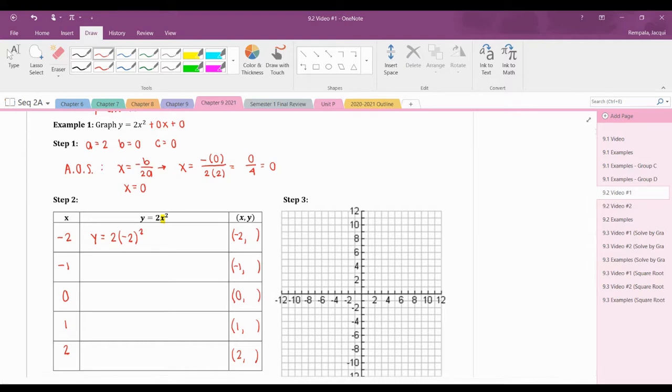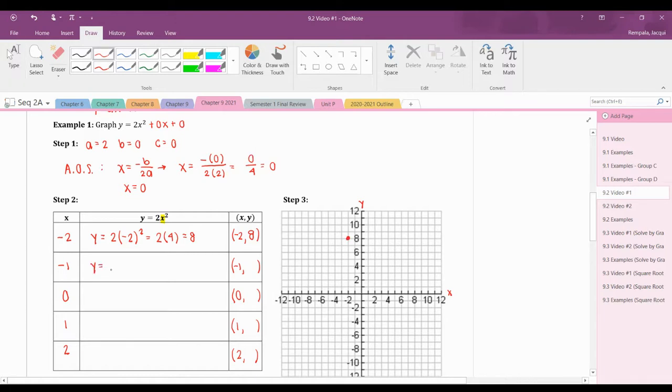Don't lose the parentheses. So if I square -2, I'm going to get +4, and 2 times 4 is 8. So you should have gotten that if you put it in your calculator. So (-2, 8) is going to be one of my points. I'm going to go ahead and plot that. Remember, we've got an x and a y axis where -2 is to the left and 8 is up here. So there is my point, (-2, 8).